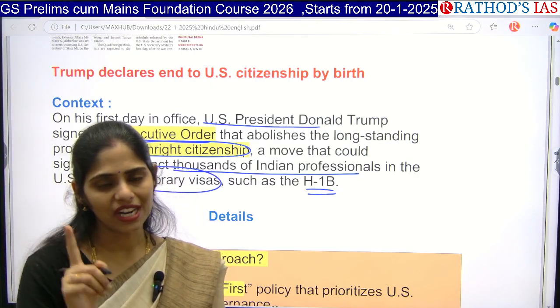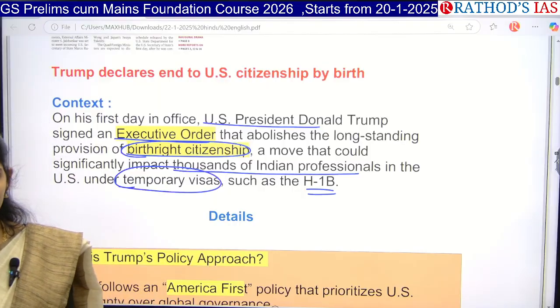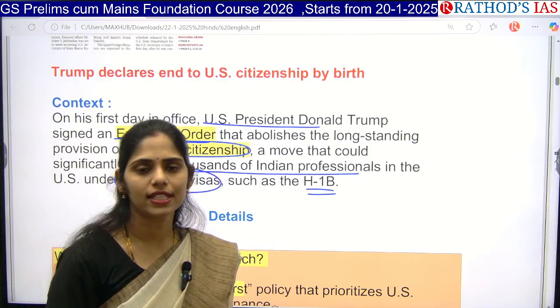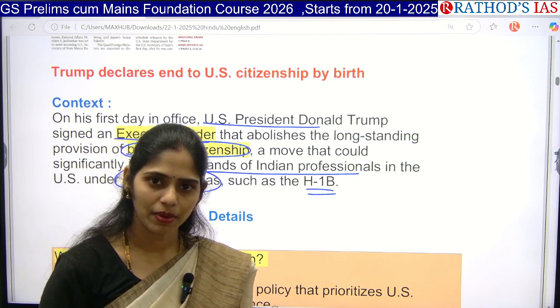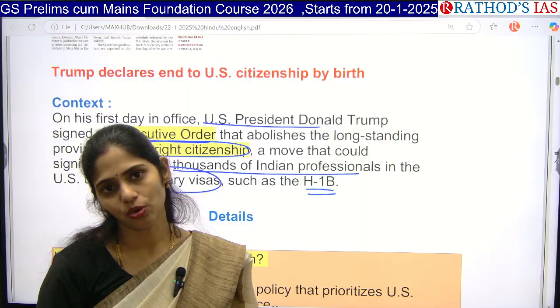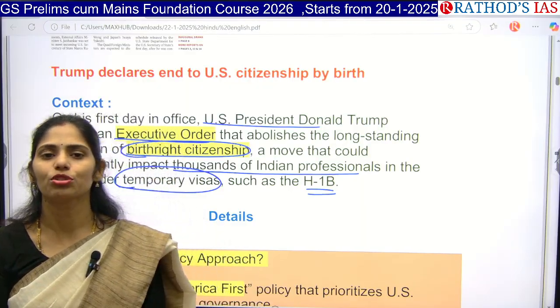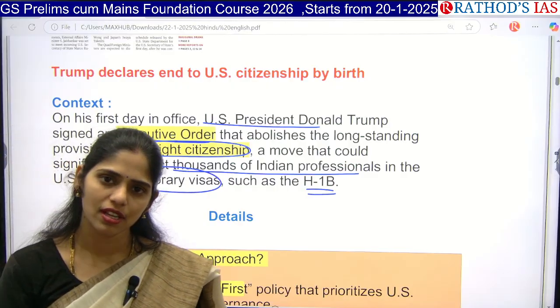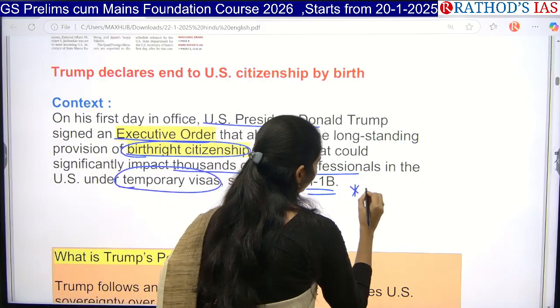Here you have to see one more thing, guys, that is the types of visas given by the US. One such type is the H1B visa. If you take this H1B visa, you can go to the USA, continue your higher education, and get a job. But it is for temporary purposes only, not permanent. So you have to see the different types of visas provided by the US, and on this area you can get a question in your prelims.